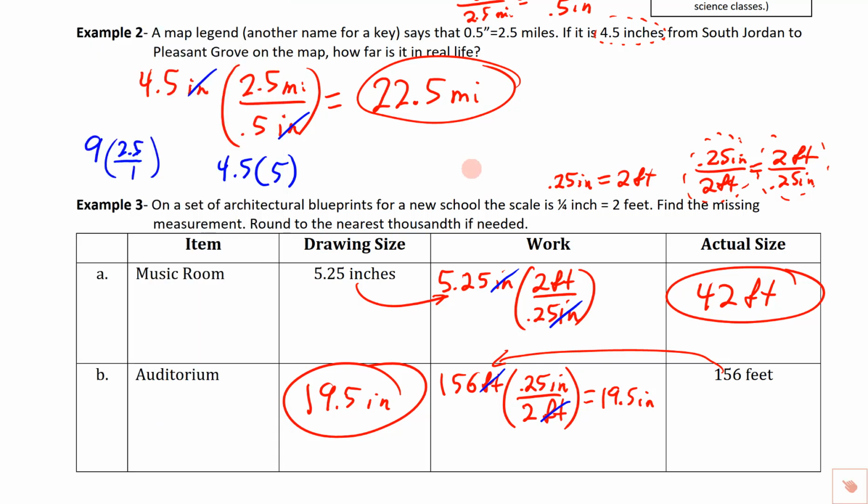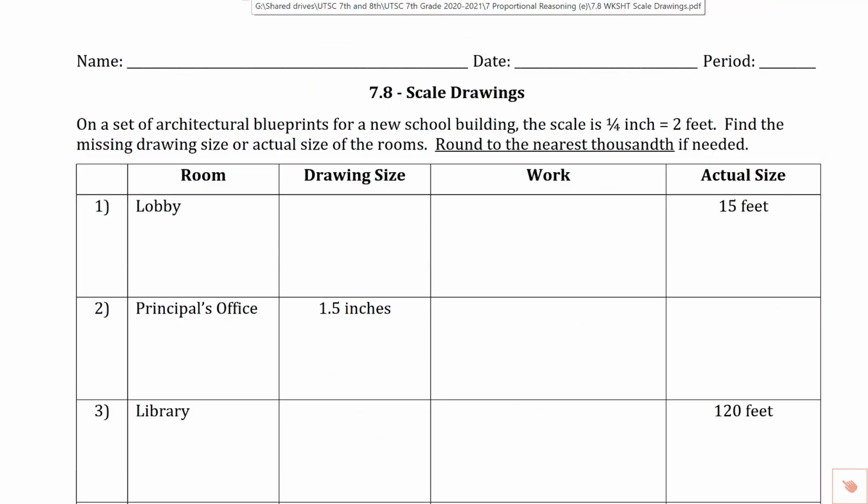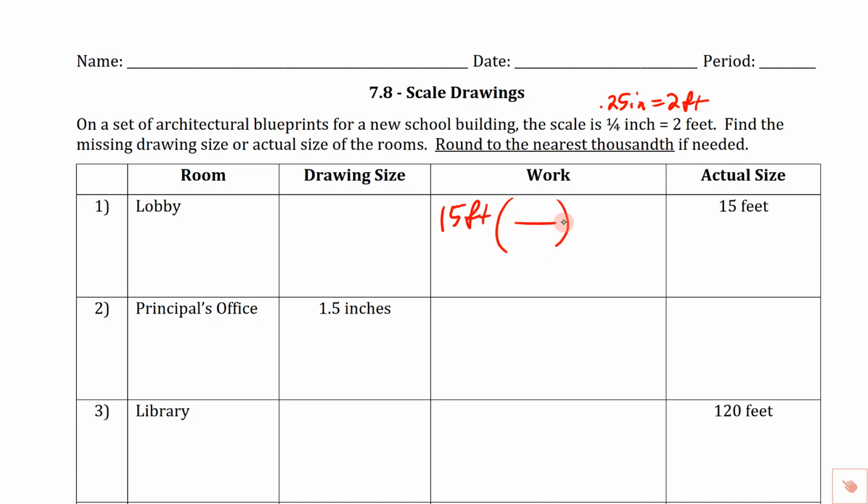All right, so I'm going to flip over here. Let's take a quick look at one of the problems on your assignment. Let's take a look at problem number 1. We've got the lobby, and one of the measurements in that lobby is 15 feet, so it's the same conversion factor here. So we've got 0.25 inches is equal to 2 feet. So I've got 15 feet right here, so I'll put the feet right here. We need to cancel off the feet, so that's going to need to go on the bottom.